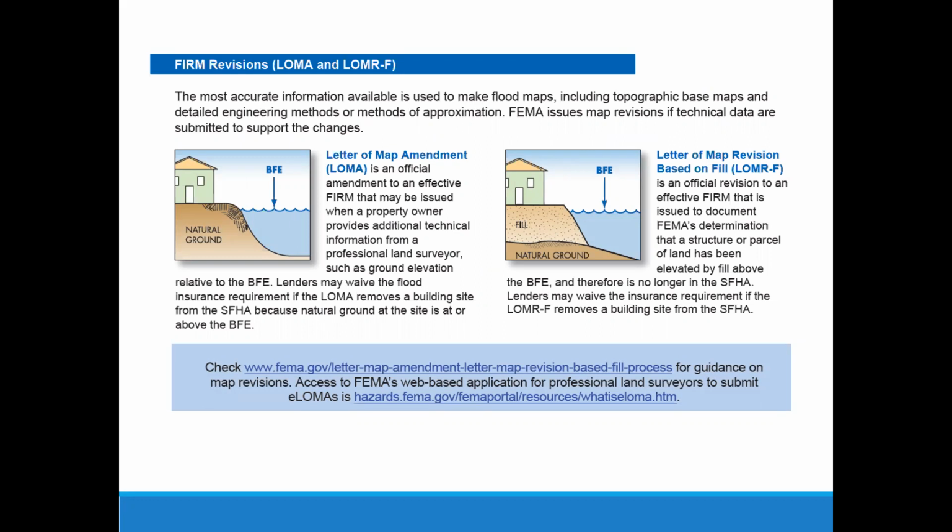So again, a LOMA is based on natural ground. We're not changing anything. It's naturally above the base flood elevation. And so you can come out of the floodplain with this determination. So sometimes people get an elevation certificate and they see that their lowest adjacent grade is above the base flood elevation and they think they're automatically taken out, but that's not quite the way it works. We have to go through with this paperwork.